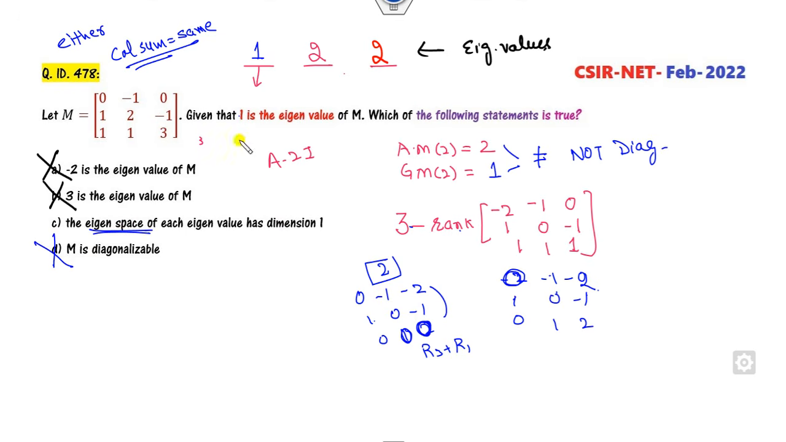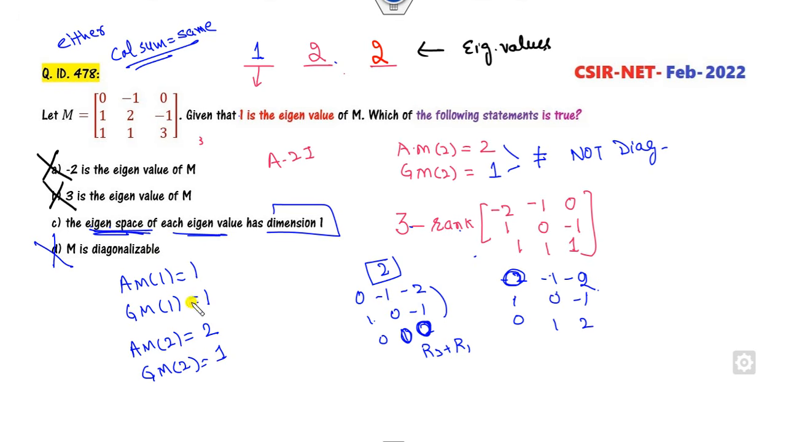So again, how can you check that? The algebraic multiplicity of 1 is 1. Since it's a distinct value, the geometric multiplicity is also 1. The algebraic multiplicity of 2 is 2. The geometric multiplicity of 2 is 1. Each eigenspace has dimension 1. What is the eigenspace? The dimension of the eigenspace is called the geometric multiplicity. So you can see each has 1 eigenvector. But there is no need to check the third option. The rest of the 3 options cancel out. So the right answer is the third option.